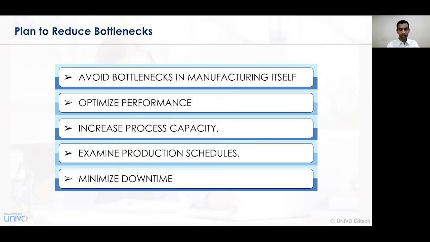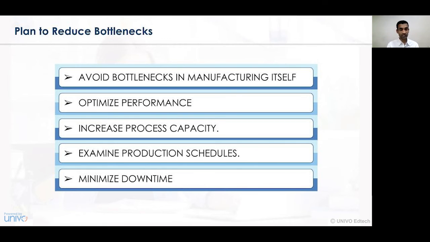Avoiding the bottlenecks in manufacturing itself. Right from the manufacturing activity itself, one can try to see how those bottlenecks can be removed and minimized. Optimizing the performance. We should always try to increase the performance, on which basis we can improve a certain activity. When the performance increases, the bottlenecks will automatically be removed, and there will be a streamlined and smooth free flow of activities in the business organization.